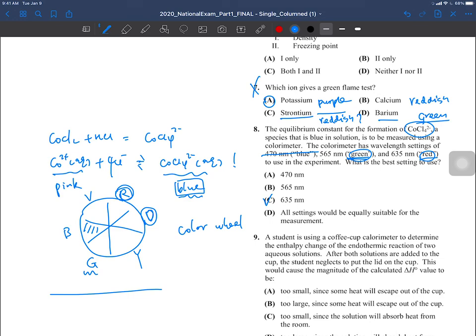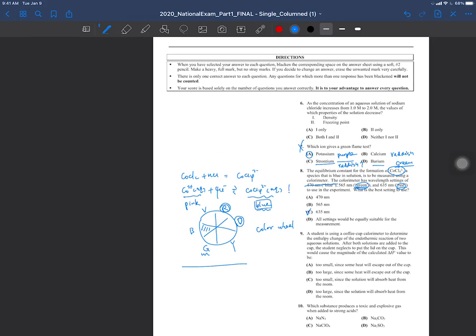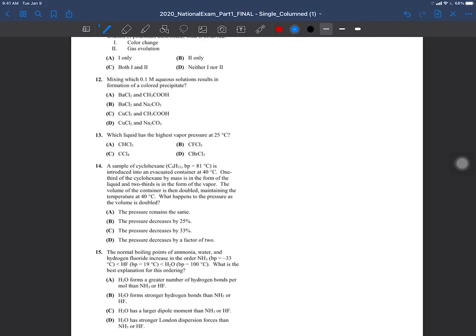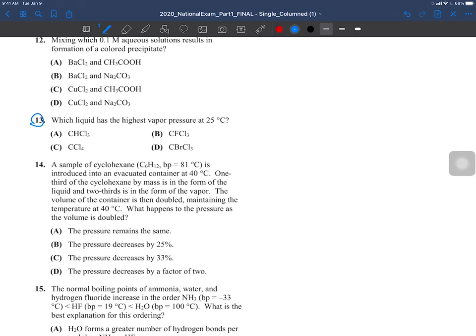Okay, let me see. Then let's go to category number 3. Obviously, all of you choose question number 13. So let's have a look at question number 13. This question is very confusing. So which liquid has the highest vapor pressure? Obviously, we know highest vapor pressure means the smallest IMF, right? The intermolecular forces. So I think the best way is to do an elimination.